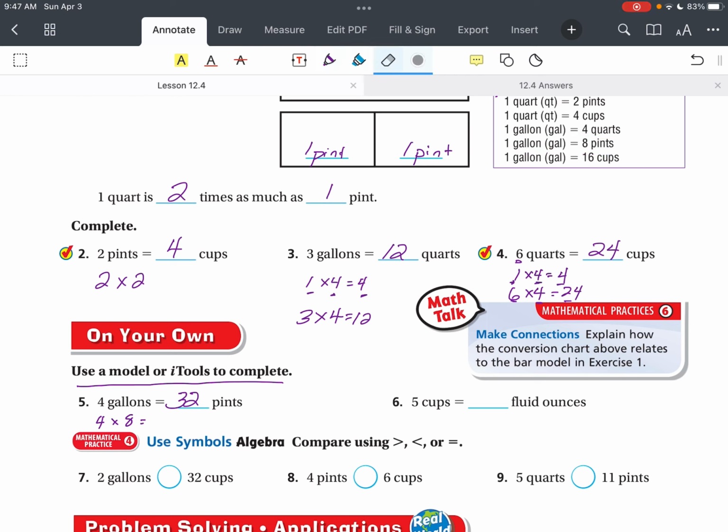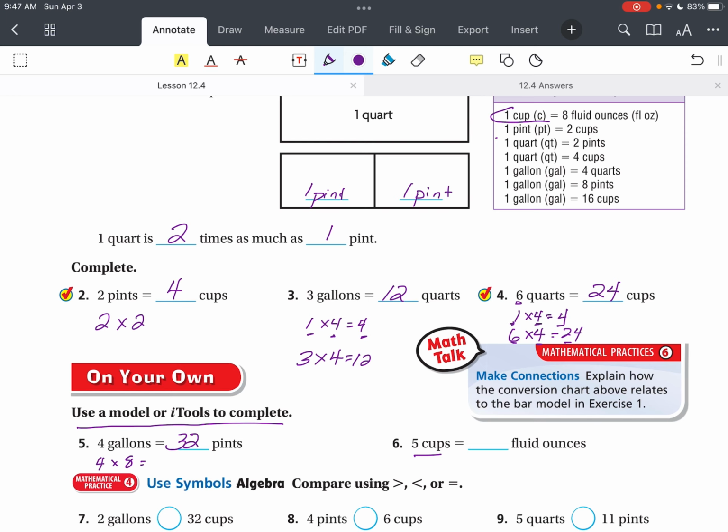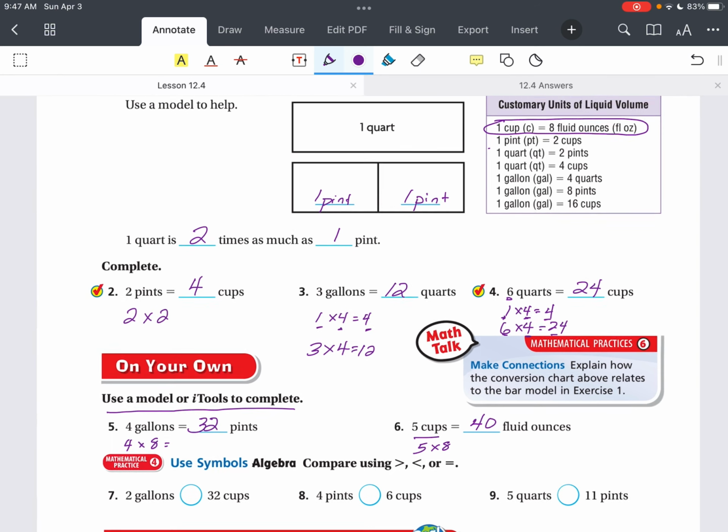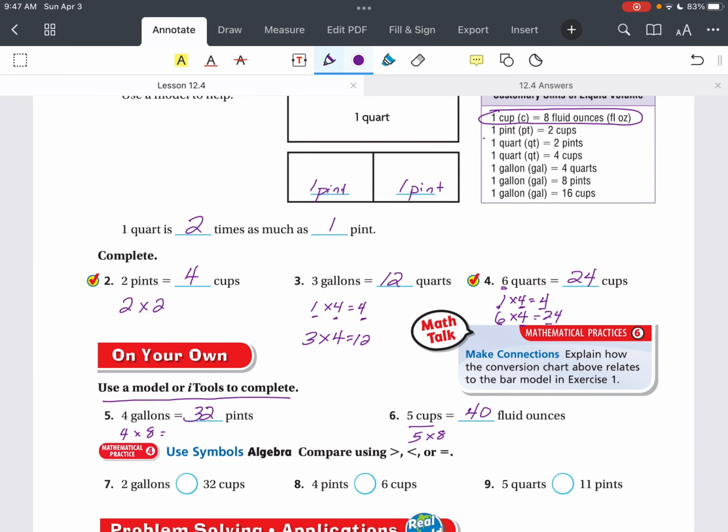All right, and 6 says 5 cups equals how many fluid ounces? So I'm going to go up here to cups and ounces, and it shows me that 1 cup equals 8 fluid ounces, but I have 5, so I'm going to take 5 times 8, and that tells me that 5 cups would be 40 fluid ounces. All right. Number 7 through 9, it says use symbols in algebra comparing greater than, less than, or equal to.